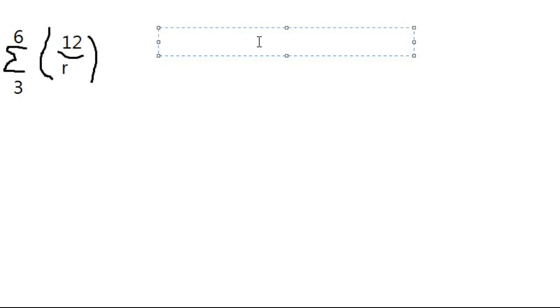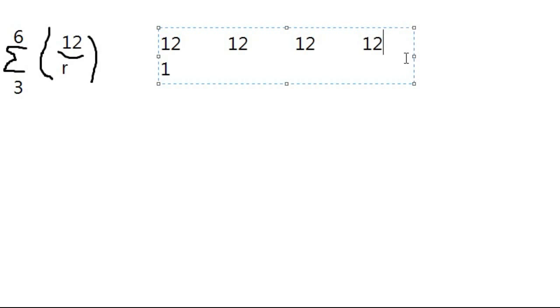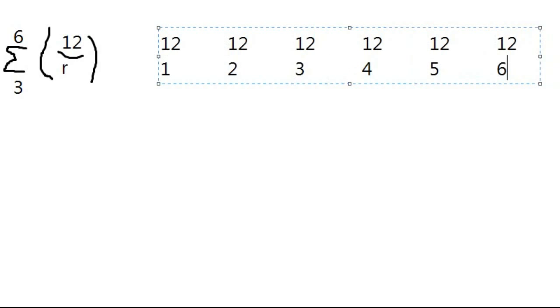So from 1 to 6 is 12 divided by 1, and I've got actually a lot of 12s. I've got 6 terms, and they are all aligned with this format. So all we need to do is add them all up to get the sum of 6 terms of 12 over r.